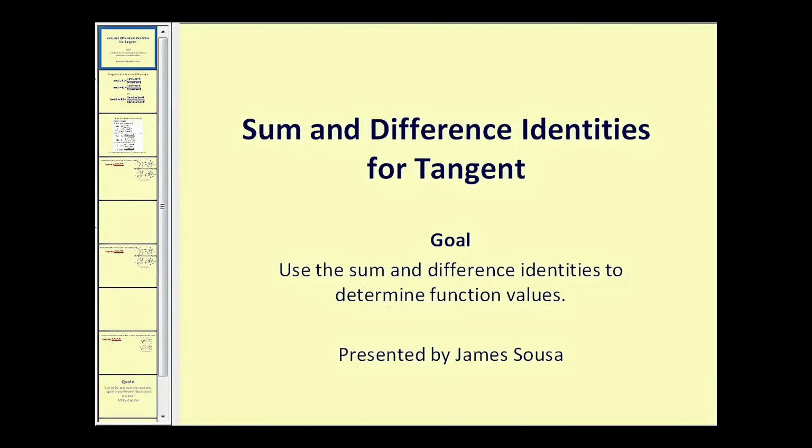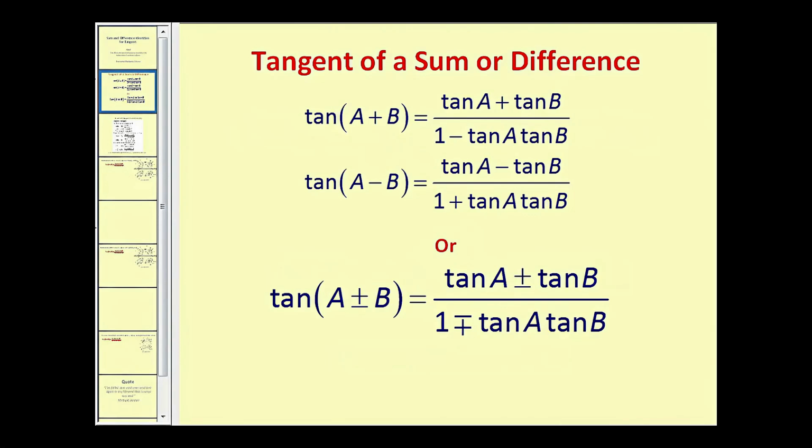Welcome to a lesson on the sum and difference identities for tangent. And the goal of the video is to use the sum and difference identities to determine function values. So to find the tangent of a sum or difference, we will need to use one of these identities. If we have the tangent of the sum of two angles, it's equal to tangent A plus tangent B divided by 1 minus tangent A times tangent B.